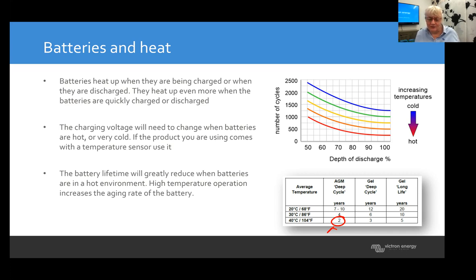If your battery is really cold, some of you that live in colder climates might have noticed that your car won't start if it's freezing outside, and that's all because the chemistry slows down in the battery. So to be able to charge a really cold battery, you need to go up in voltage. And that's what the temperature sensor does. It changes the charge voltage depending on battery temperature.